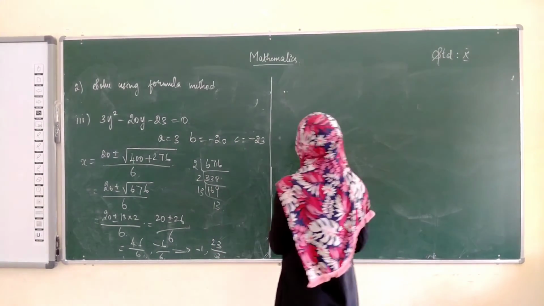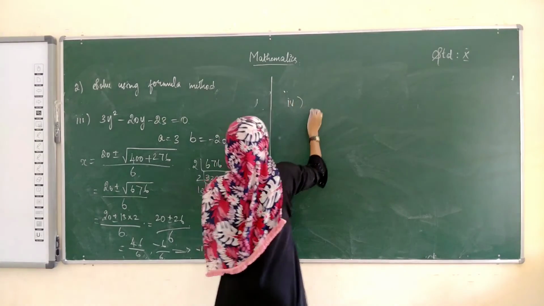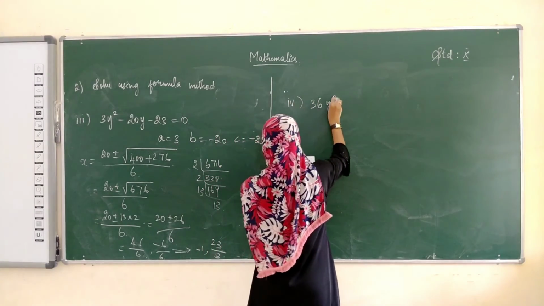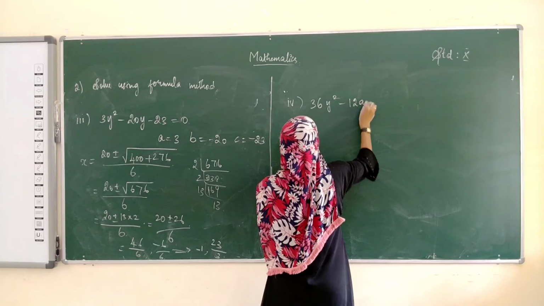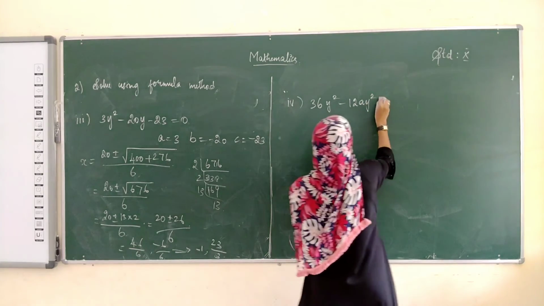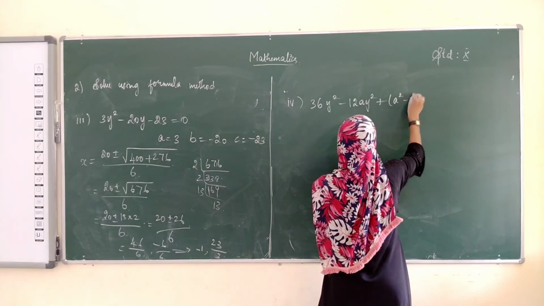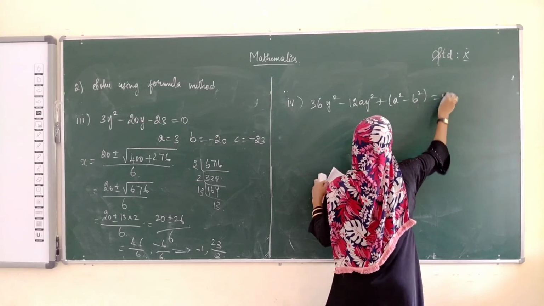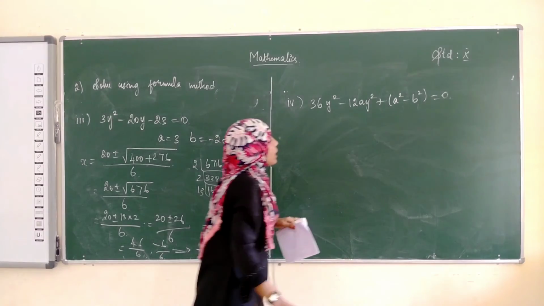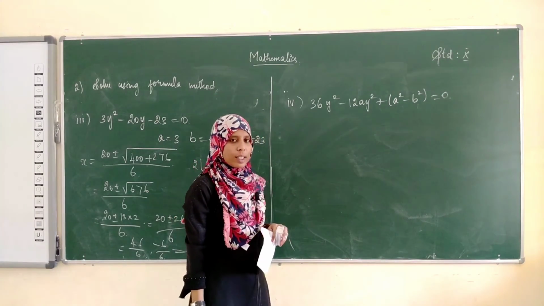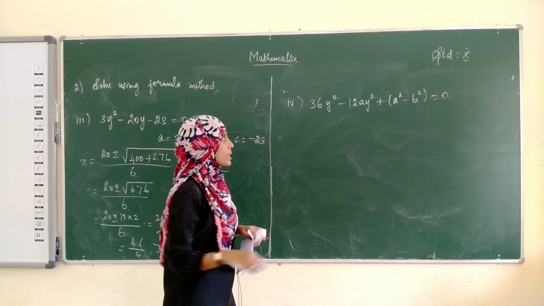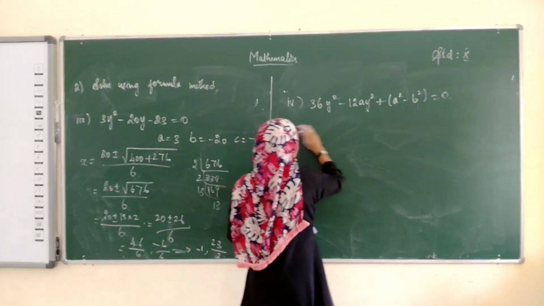Fourth solution. What's the fourth solution? 36y squared minus 12ay plus a square minus b square equal to 0. Since this type of question we have seen in the example, some p plus q divided by something, we got the answer, right? So this is how.